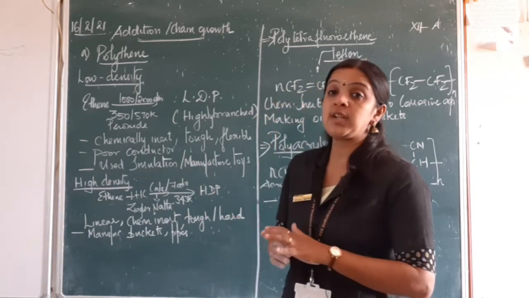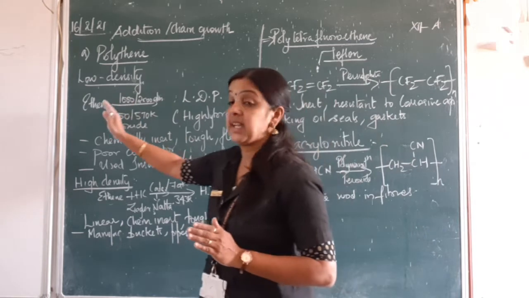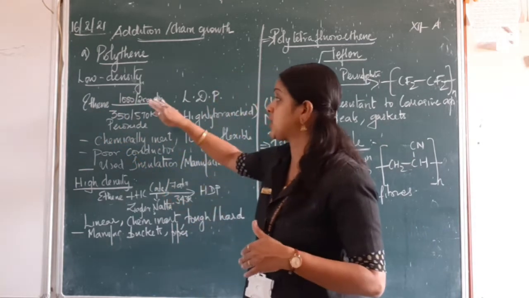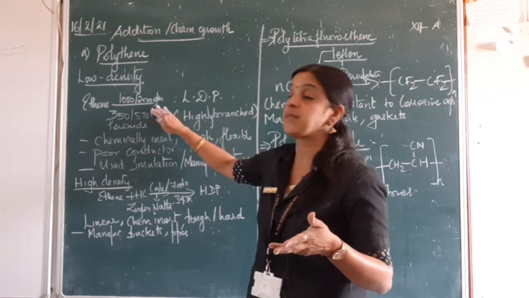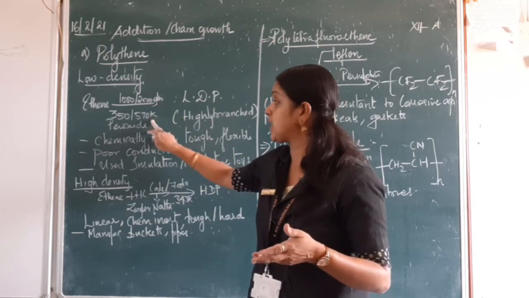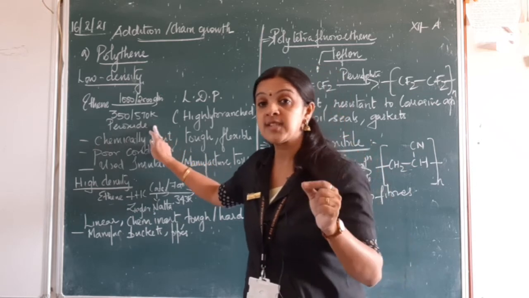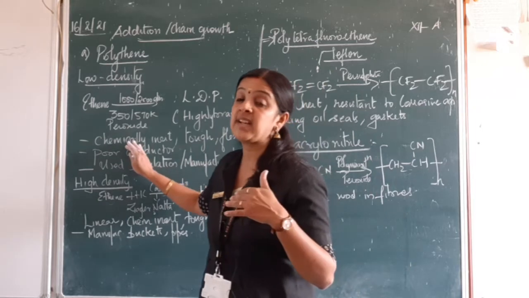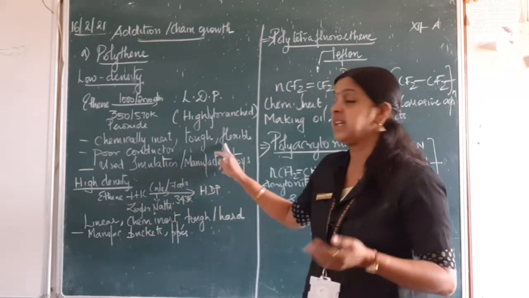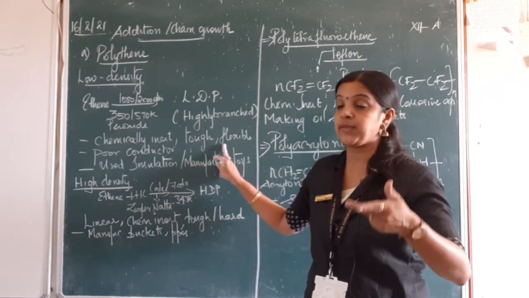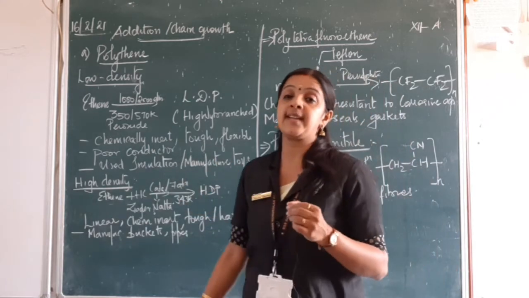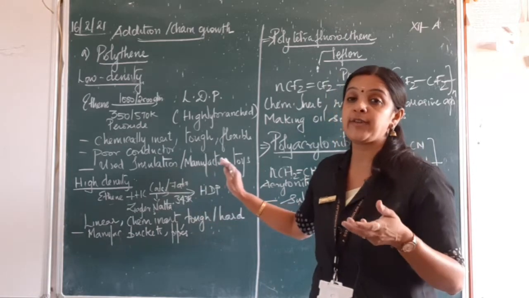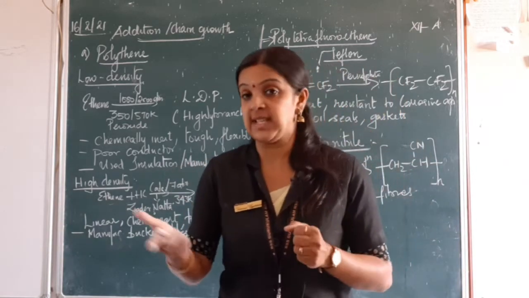Now low density polythene is prepared by repeated addition polymerization of ethene at around 1000 to 2000 atmospheric pressure, 350 to 570 Kelvin, using peroxide as a catalyst, forming LDPE. Now this LDPE is chemically inert, it doesn't react at all. Though it is tough, it can be flexible also, and does not conduct electricity, so it is used as insulation and also for the manufacture of toys, squeeze bottles, etc.